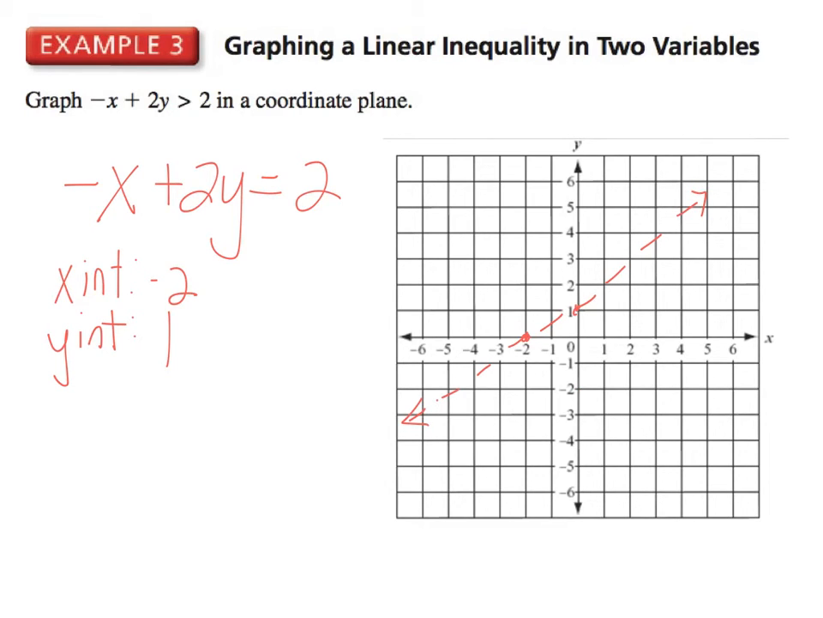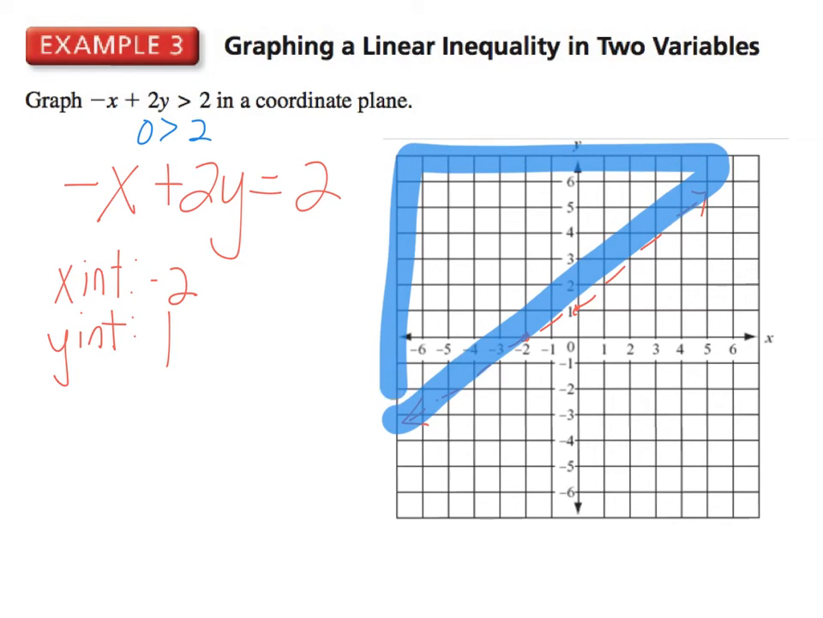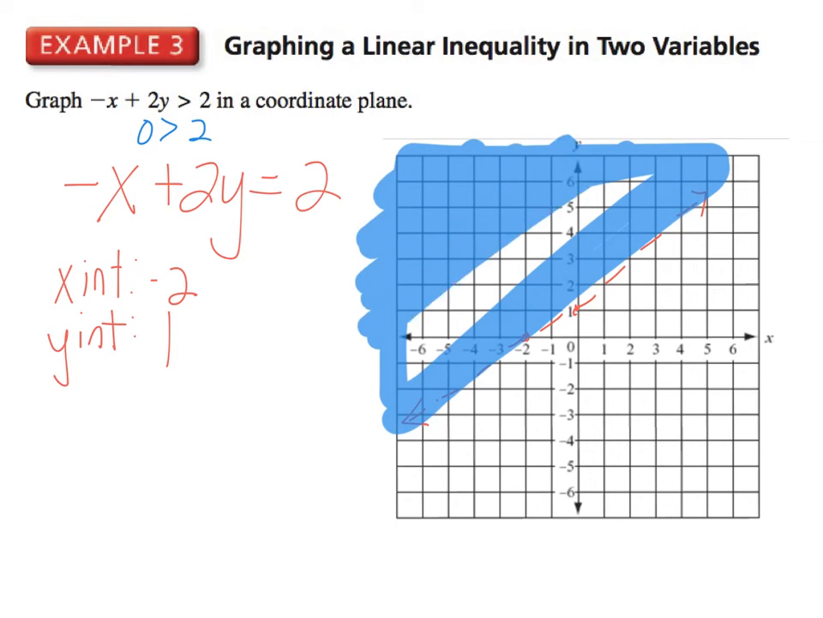Now I'm going to pick a point not on the line. I'm going to pick 0, 0 because that's super duper easy. So let's see, 0 plus 0, that would be 0 is greater than 2. 0 is not greater than 2. So that means that 0, 0 is on the side that's not a solution. So I need to shade above the line. So let me shade above the line. And so everything in the shaded region would represent solutions to that inequality.